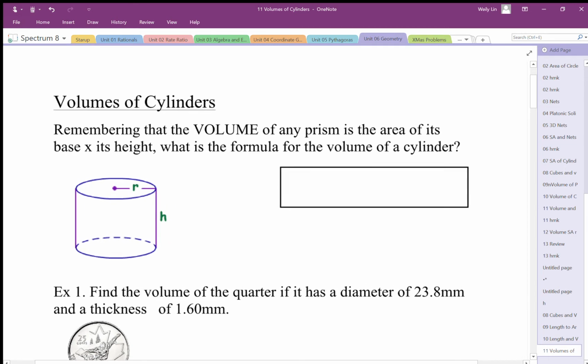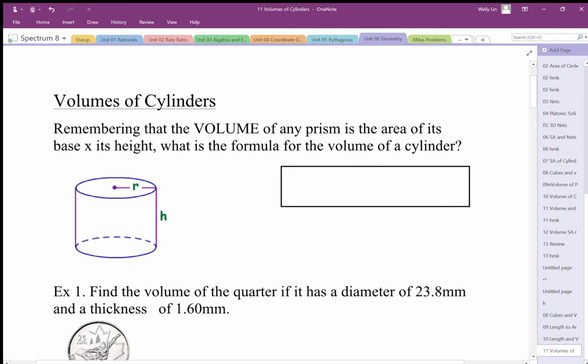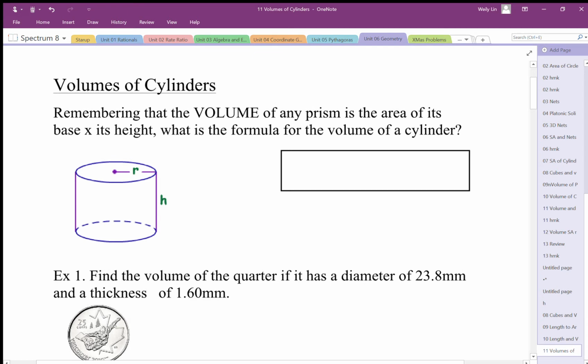So we're going to continue working on volumes, volumes of cylinders in particular. When we talk about any volumes, and especially of prisms, we want to think of taking slices, and if the areas of the slices are the same, we want to give those slices some thickness, and that will give us the volume.